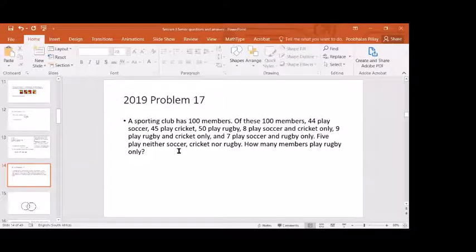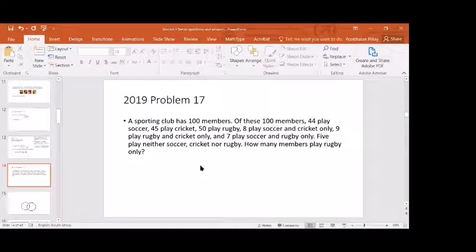So the next problem is problem number 17. A sporting club has 100 members. All right. Of these 100 members, 44 play soccer, 45 play cricket, 50 play rugby, 8 play soccer and cricket only, 9 play rugby and cricket only, 7 play rugby. Now this is very complicated. 5 play neither soccer, cricket nor rugby. How many members play rugby only?